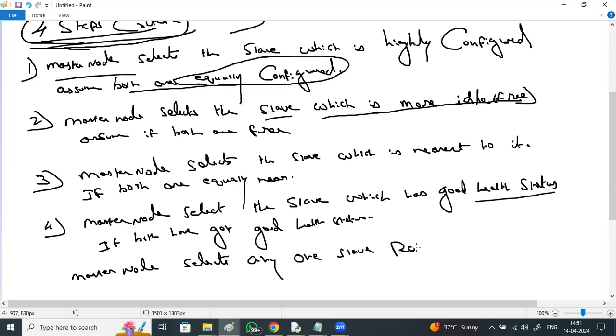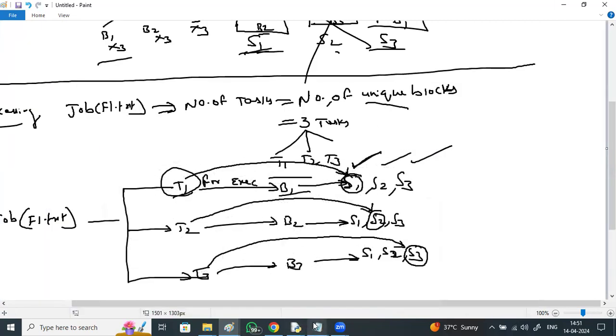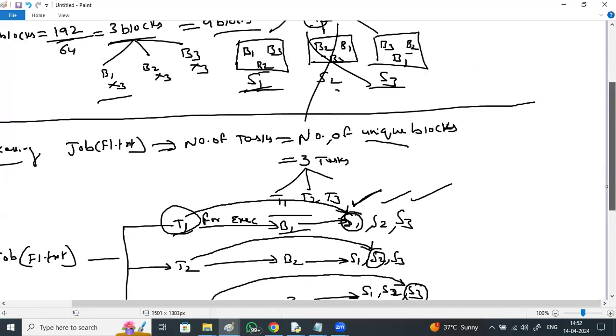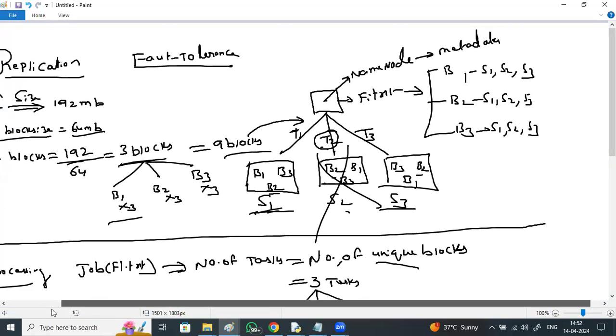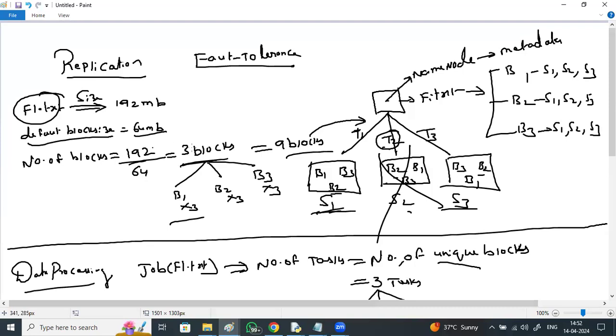So this is the criteria followed in assigning a task to a particular slave internally. This is the criteria followed. Now try to say me replication, you understood what do you mean by replication? Replications means duplications.